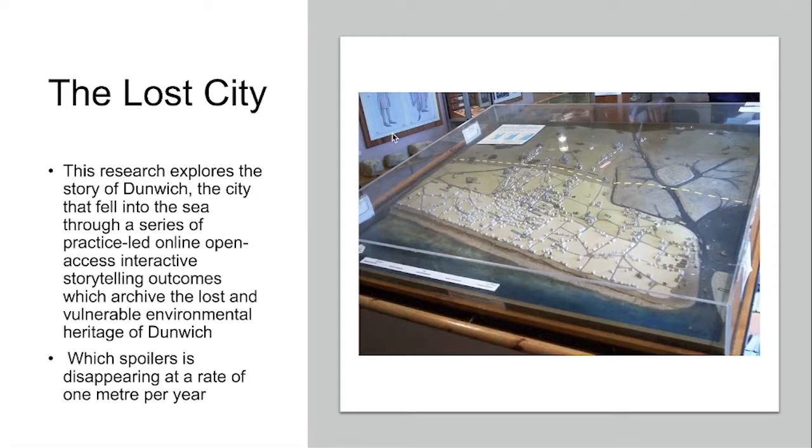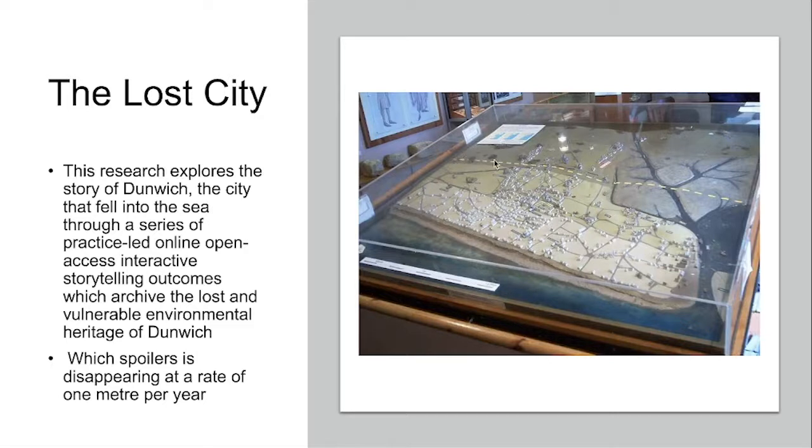If you ever get the chance to visit Dunwich, it's a small village on the East Suffolk coast. Much of it is underwater, so spoilers, there's not a lot to see, and it is also disappearing at a rate of 1 metre per year, so get your skates on if you're keen. There's a museum in Dunwich, and as you go in, you're greeted by this papier-mâché model, I think it is. Whilst I'll be talking about some high-tech technologies, let's face it, you can't beat a bit of papier-mâché.